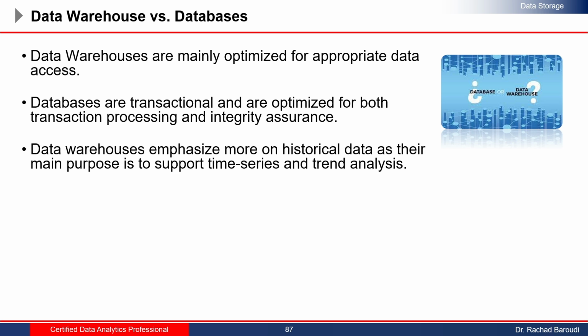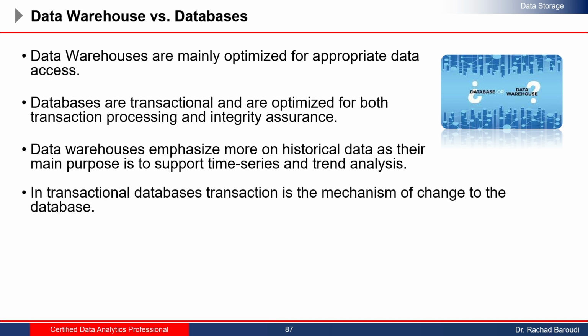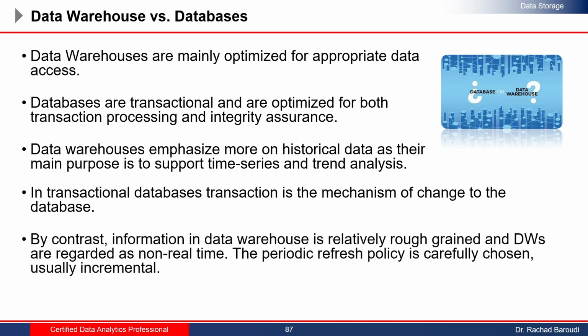Data warehouses emphasize more on historical data, like we mentioned early on, as their main purpose is to support time series and trend analysis. In transactional databases, transaction is the mechanism of change to the database. You have records being added to the databases every second, every minute, in banks, in any supermarkets. By contrast, information in a data warehouse is relatively rough grained, and data warehouses are regarded as non-real time. Meanwhile, databases are real time.